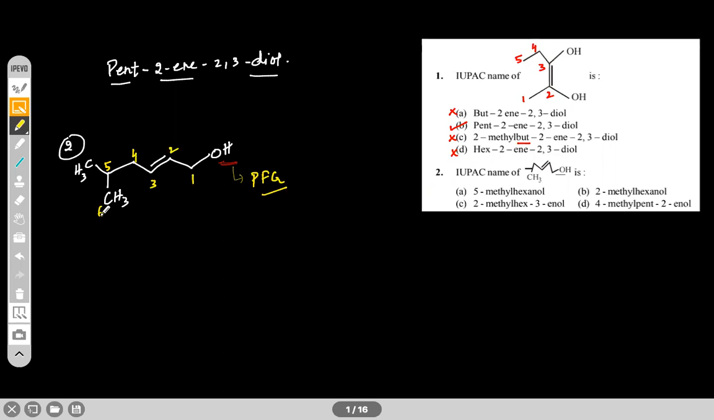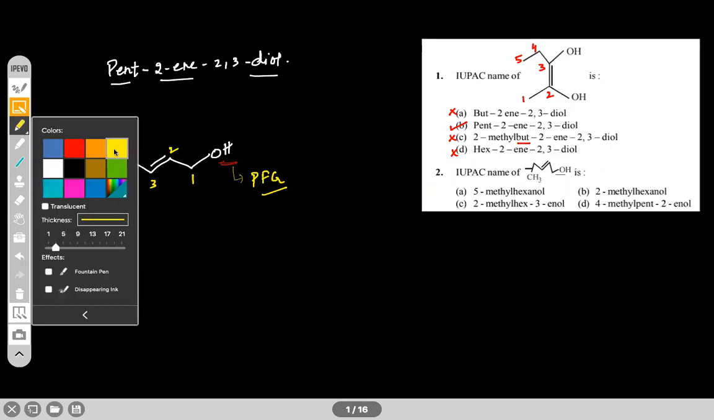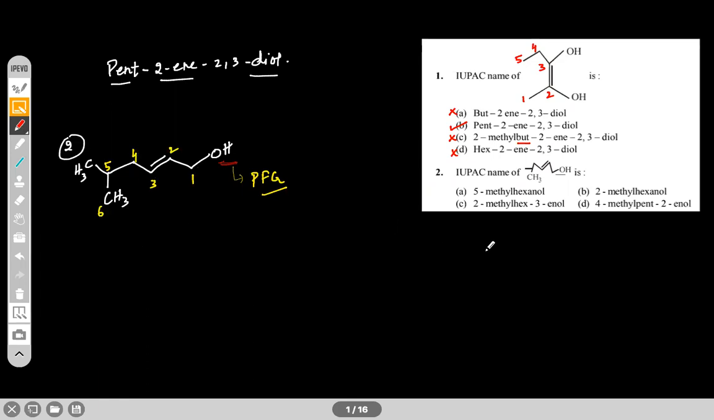So let's see the options. At the fifth position we have a methyl and hex. So hex we have here, hex here, hex here, and pent. So obviously D is not possible. It is pent, but it must be hex-2-ene, right? So "ane" is also not possible. Ane is written here, and here also ane is written. So the only possible option is 3, but we'll cross-check whether it is right or wrong.